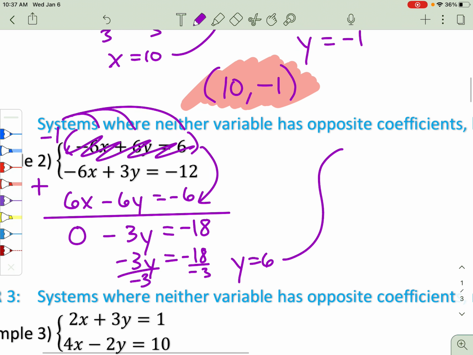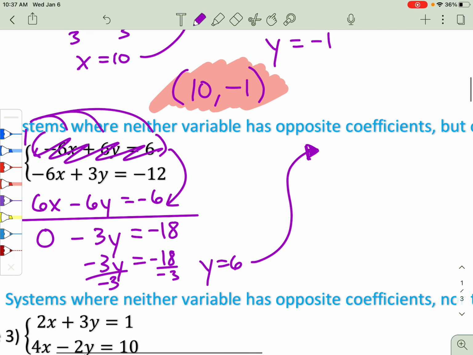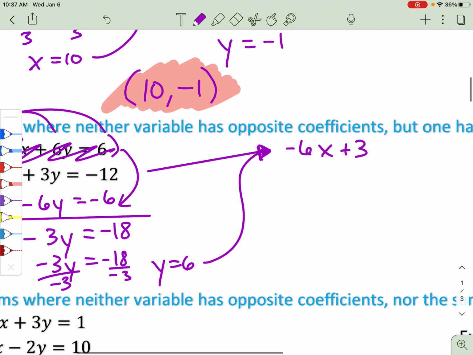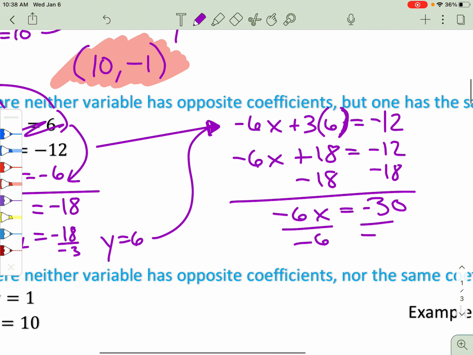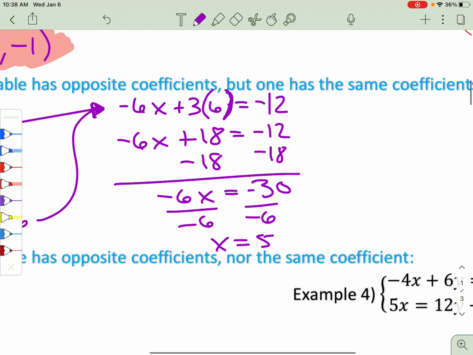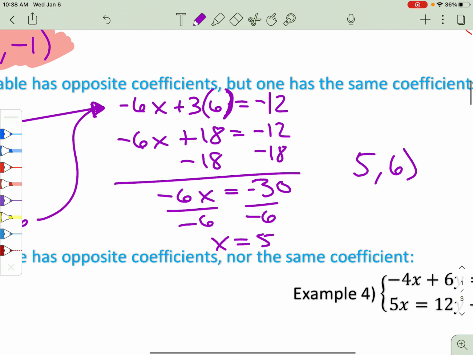Perfect, so y equals 6, and now I'm going to plug it back in for the y, and solve for x. Okay, so negative 6x plus 18 equals negative 12. Divide by negative 6, divide by negative 6, x is a positive 5. So my answer here, 5 comma 6.